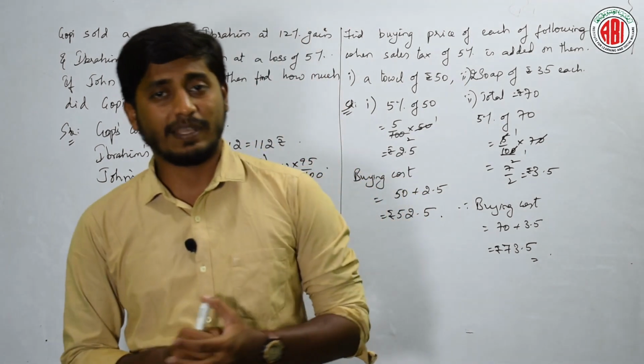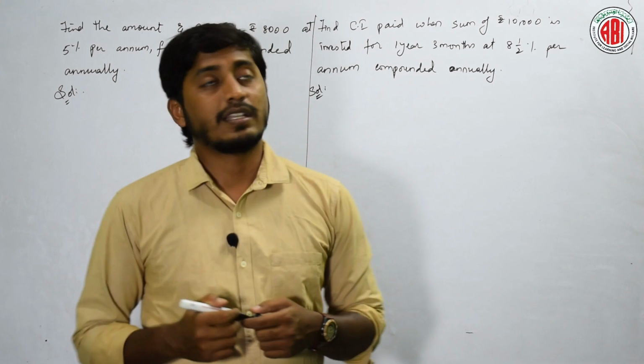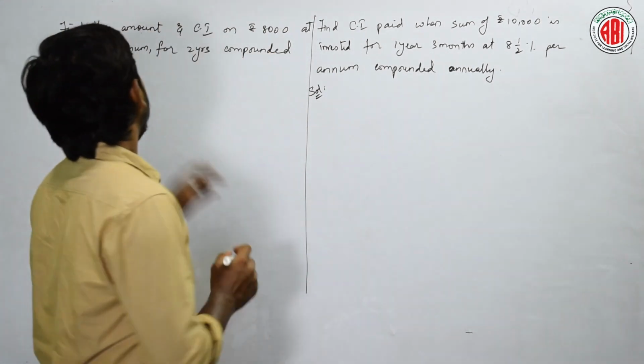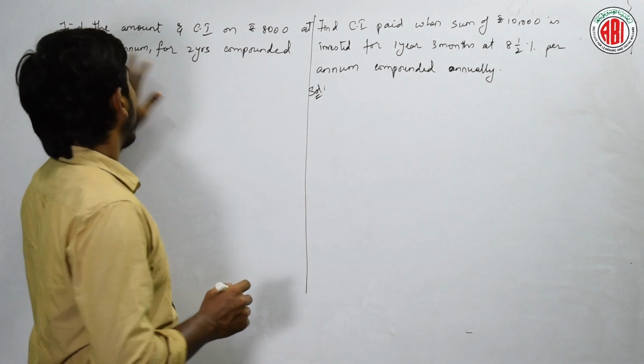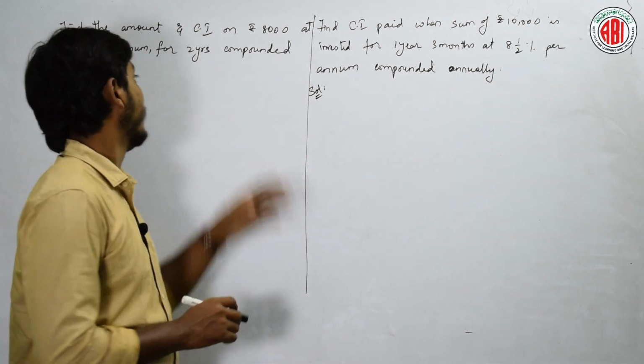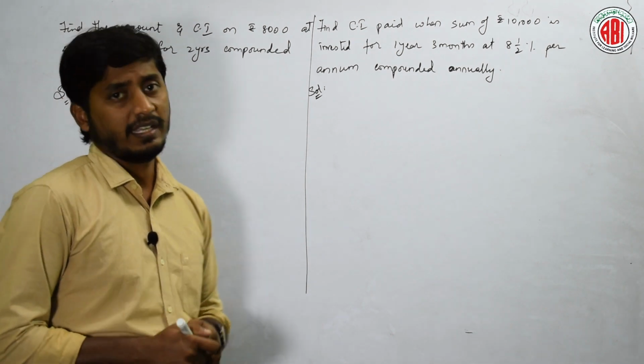And what are the different applications of that? Shall we do? Let's do. Look at the question here. Find the amount and CI on 8,000 rupees at 5% per annum for 2 years compounded annually. Everything is given, yes or no?